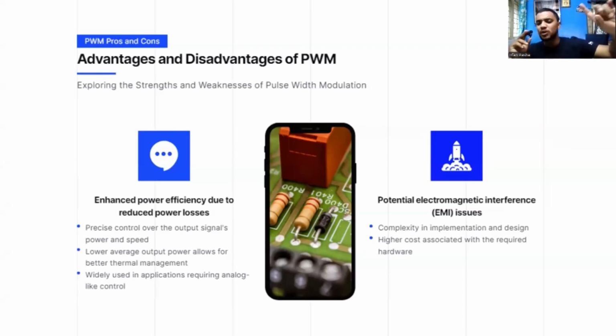Great. Potential electromagnetic interference (EMI) issues, it has a few issues. Only two of them. That is one potential electromagnetic issue. Then there is complexity in implementation and design. The designing part of PWM is very complex. That is the one I could call a bad thing, which is to be changed in future. It can be made simpler in future, maybe. So we are waiting for that time to come. Higher cost associated with the required hardware. The hardware required is usually costly, so it might not be affordable by everyone.